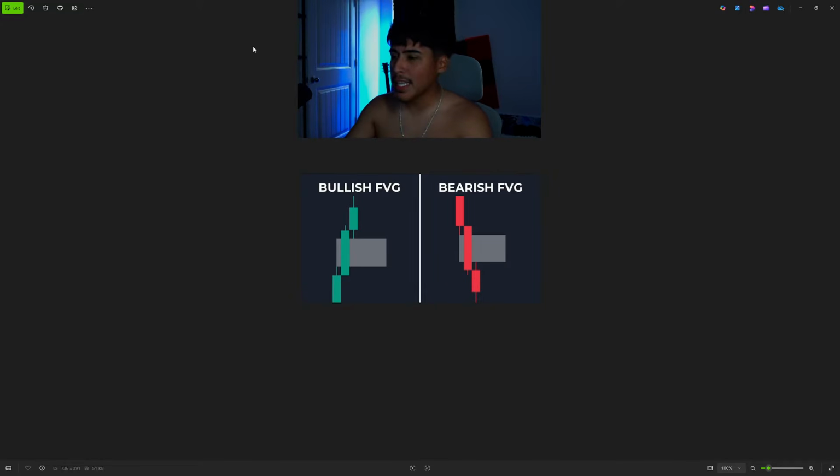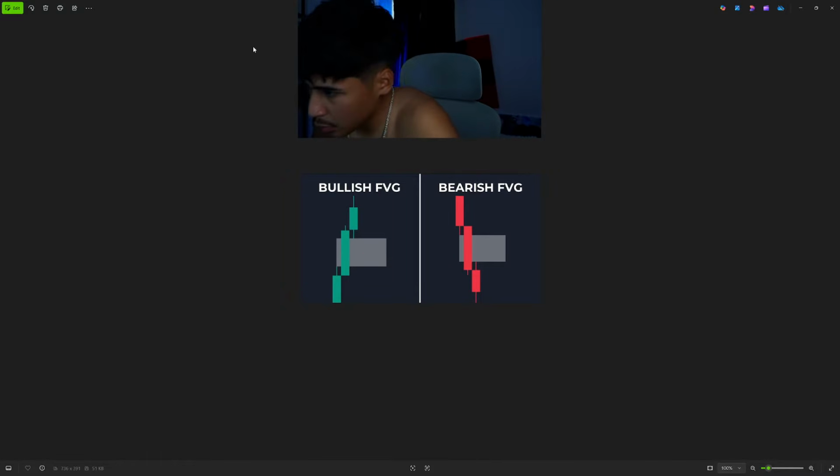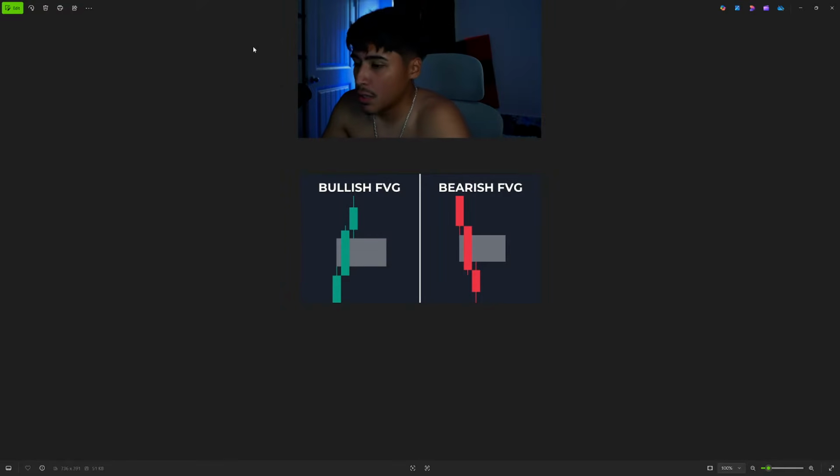Anyways, what is a fair value gap? You probably have heard this term before. You don't understand what it is. You don't know what it looks like. Well, here we have a bullish and a bearish fair value gap, right? So these fair value gaps are different.